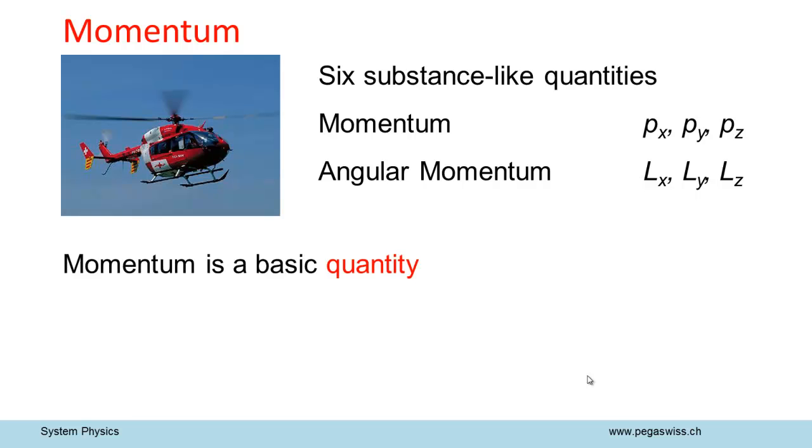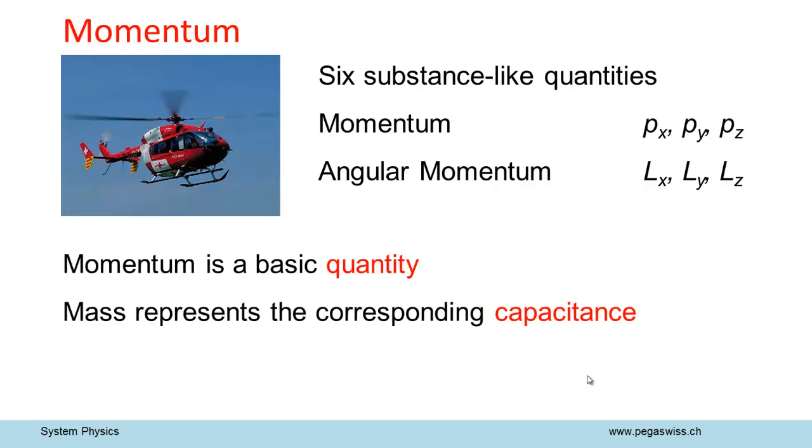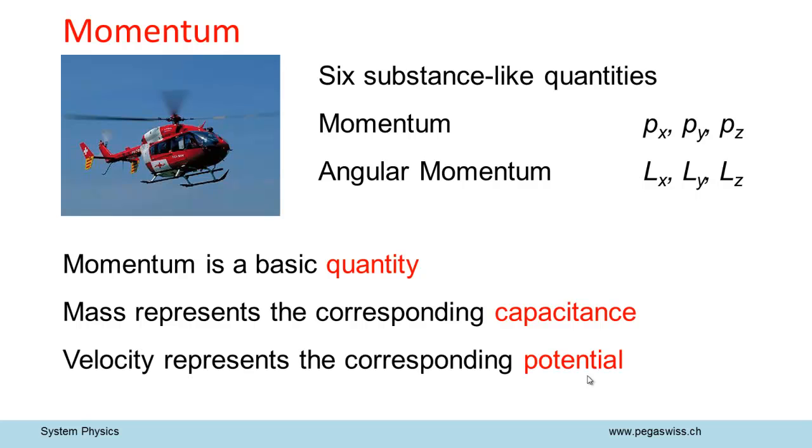The momentum determines the motion behavior of a body. The mass represents the corresponding capacitance and the velocity the potential. So the x component of the velocity shows us how much x momentum a body of a certain mass is storing at that moment. An analog statement can be made for the y and z directions. With the help of a global coordinate system, the momentum can be divided into its 3 components, which can then be balanced as independent substance-like quantities.